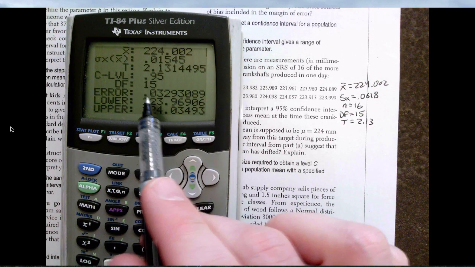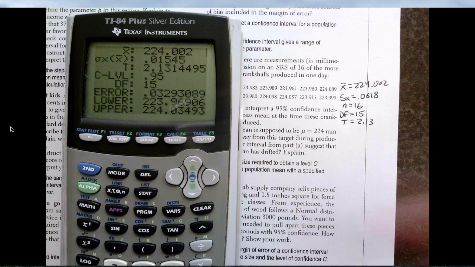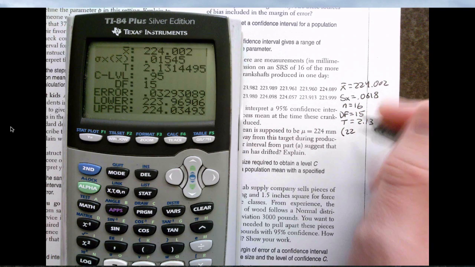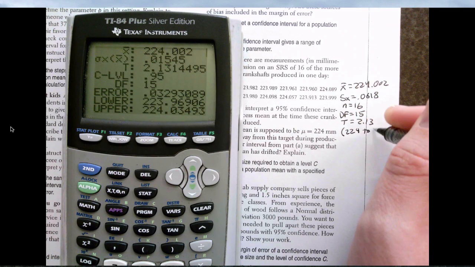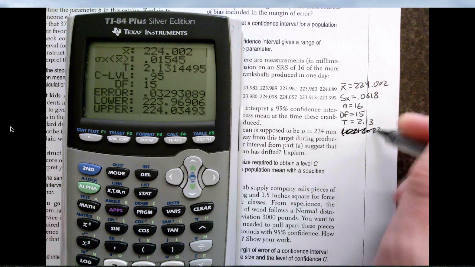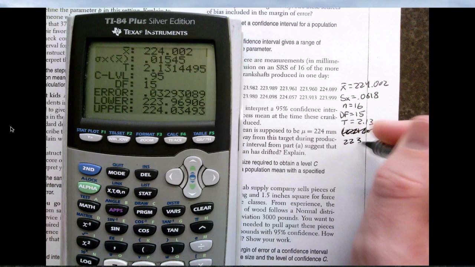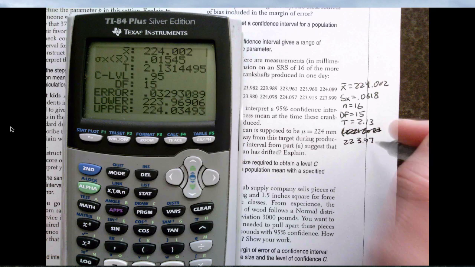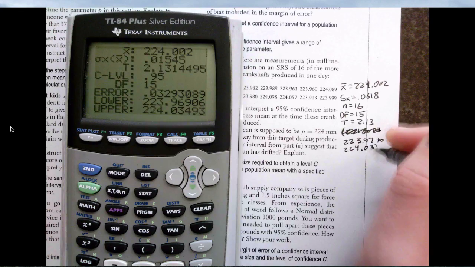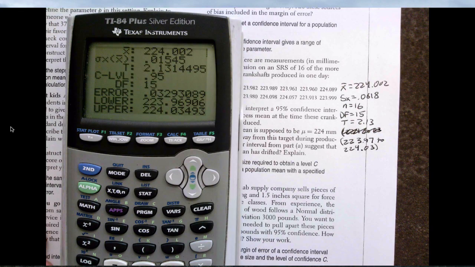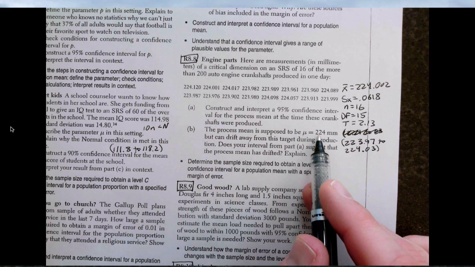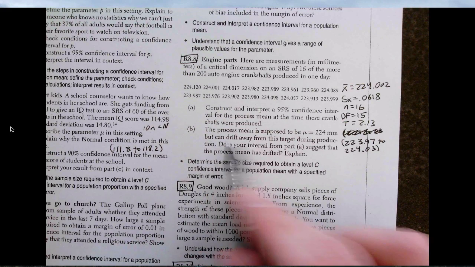All right, our error is 0.033. And so our confidence interval is 223.96, so 224 to 220. Wow. Okay, so this is really tight, so I'm going to actually be a little bit more precise. 223.97 to 224.03. And there is our value. Okay, that's our interval.